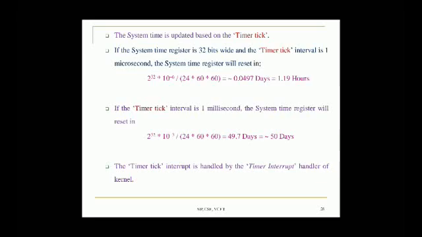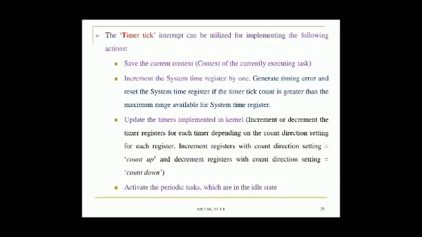This purely depends on the system time register being 32-bit and provided with a timer tick of that precise interval. These timer tick interrupts, which reset the system time register, are handled by timer interrupt handlers. These timer tick interrupts can be utilized for the following purposes. Basically, we use the timer tick to save the current context. Whenever context switching happens, saving the context and the status of the executing task is very important. So by using a timer tick at regular intervals, we can save the status of the task.